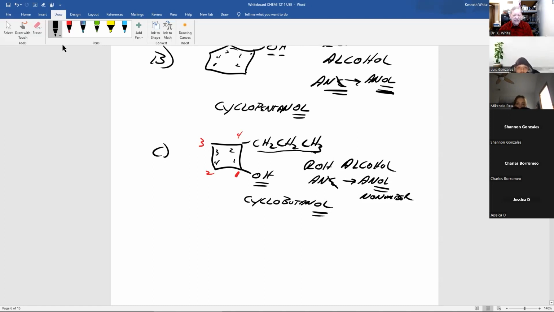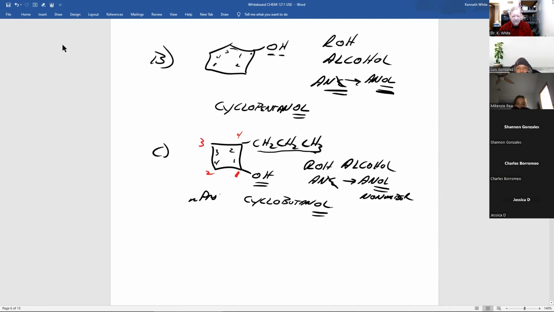So that's N-propyl, and it's on carbon 2. So that's 2-N-propylcyclobutanol. And you say, well, what if I call it 1-N-propyl 2-cyclobutanol? Nope, nope, nope, nope. The hydroxyl group always has priority, meaning a lower number than alkyl substituents, period.